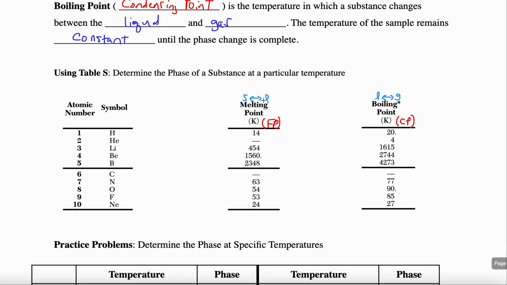Now, using the information on Table S, you will see the element's atomic number, the element's symbol and the element's name way over on the left-hand side. And then further to the right, you'll see a column known as the melting point and another one as boiling point. So the melting point is when we see a solid and liquid both present. But if the temperature that our element is being held at is less than the melting point value, then our sample is going to be completely in the solid state.